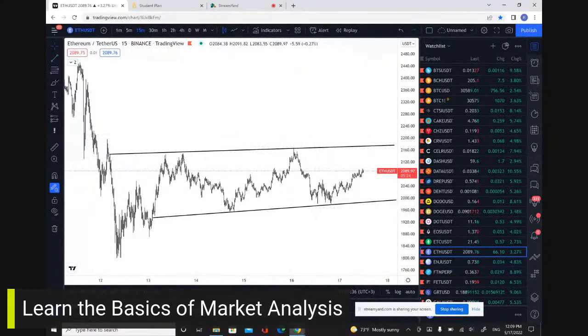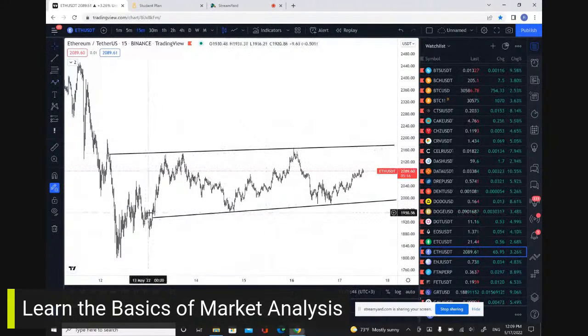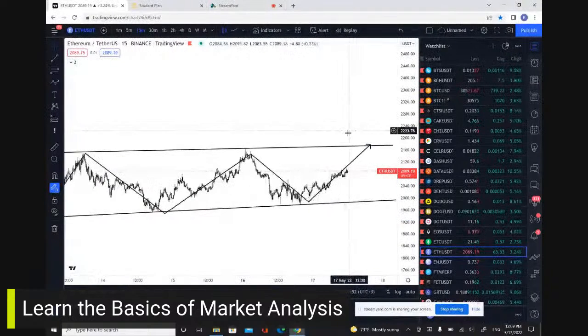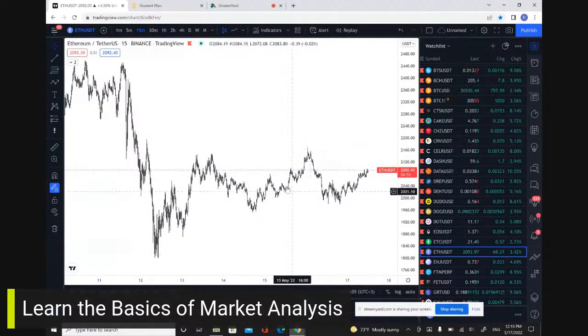So what has Ethereum been doing lately? Lately Ethereum has been going like this and this and this inside a channel. From 13 May we can see this behavior, and basically Ethereum is going to the 2150 right now. It's 2080. So yeah, that's basically it regarding trend lines.